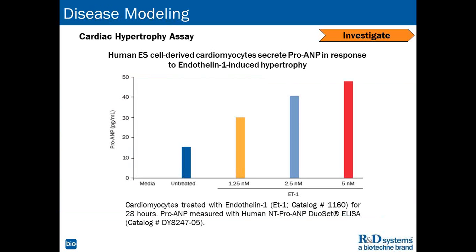In addition to looking at calcium imaging, another option is to look at some of the biomarkers that are characteristic of your disease of interest. Here in this example, we're using ELISAs to look at a marker for hypertrophy. These are cardiomyocytes that have been treated with endothelin-1, which is known to induce cardiac hypertrophy. One of the biomarkers is pro-ANP, and we're able to detect a dose-responsive increase in that with increasing doses of endothelin-1.